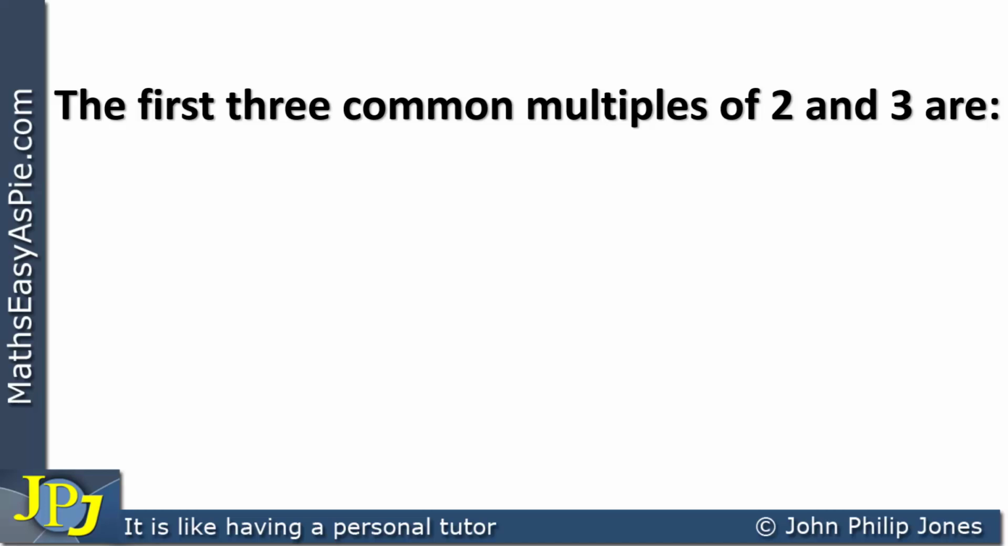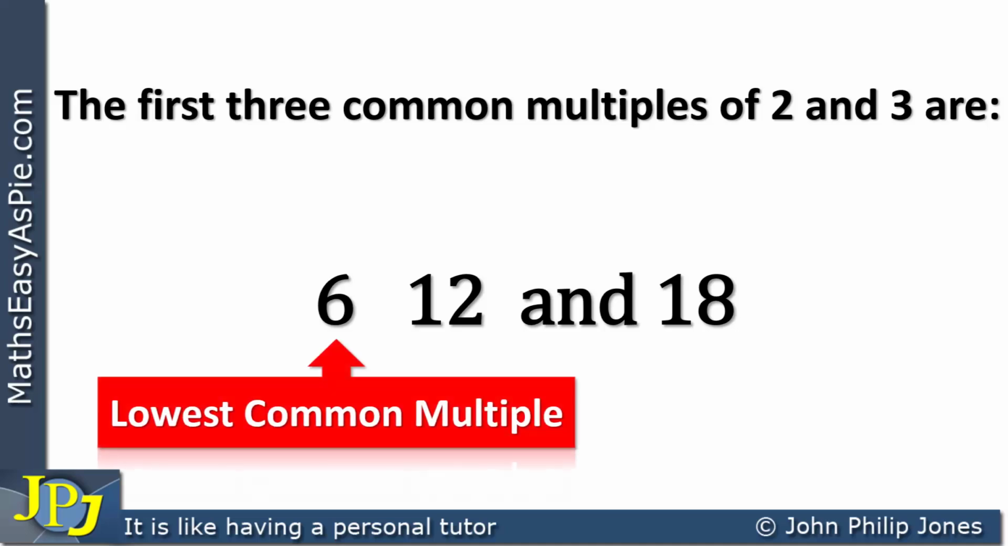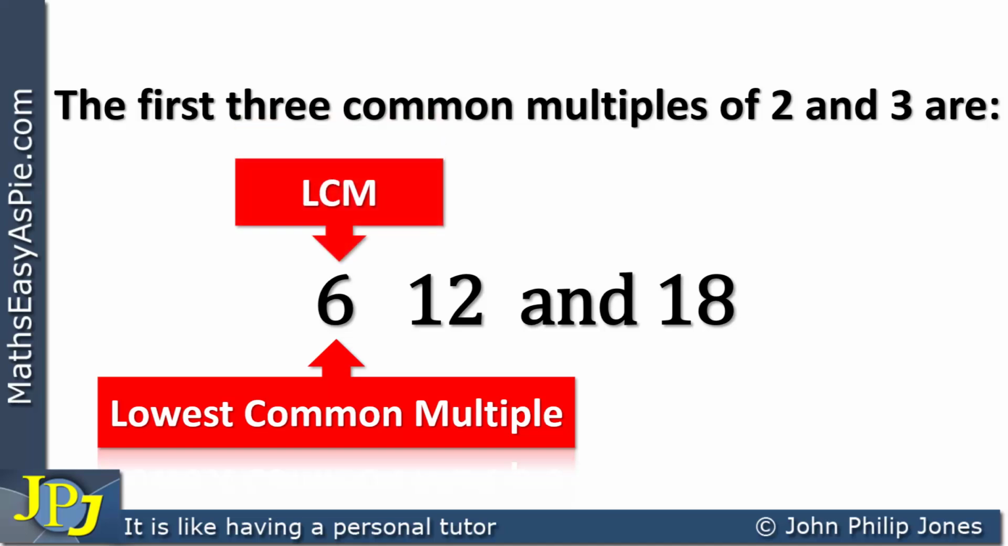Now the exercise also asks what's the lowest common multiple of 2 and 3. Well, here I'm writing out the first three common multiples of 2 and 3 are 6, 12 and 18, which we've shown and proved there. All multiples of 2 and multiples of 3. But which is the lowest common multiple? Well, that's straightforward. It's the smallest number. It's the 6. So we can say that 6 is the lowest common multiple. And that is often abbreviated as LCM, which stands for lowest common multiple.